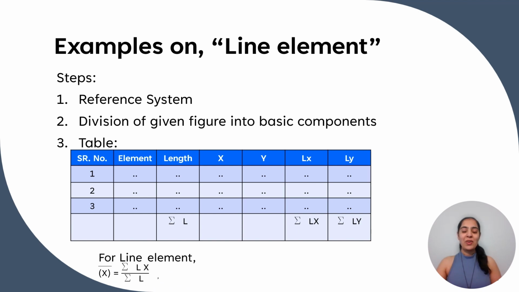Then for line elements, the x coordinate of CG of the complete geometric shape is summation of L into x divided by summation of L. And the y coordinate of CG of that complete line skeleton is summation of L into y divided by summation of L.